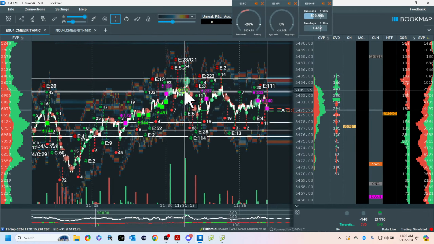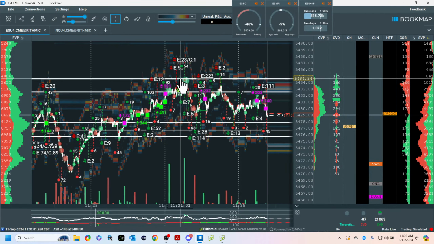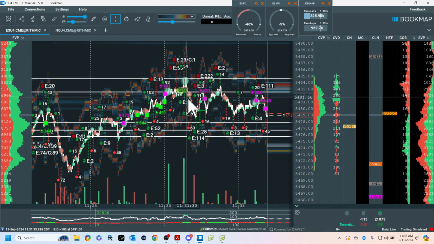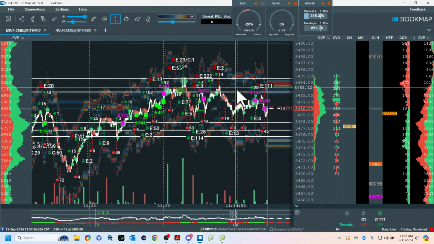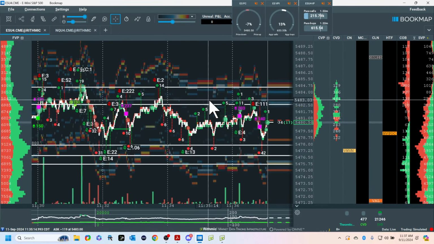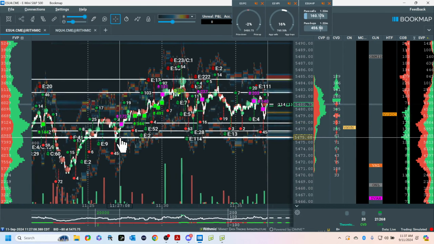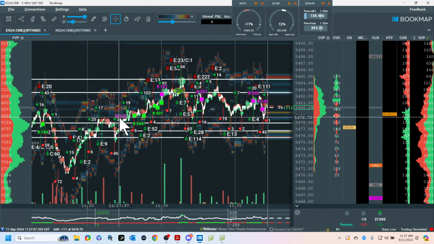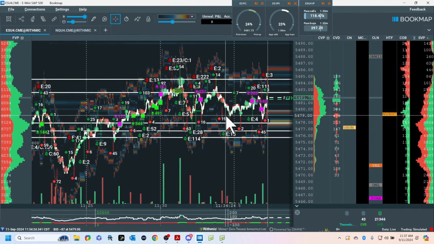Now let's go to the other side. Where's resistance? It's here. The sellers took the other side of these buyers. We come back to support. We come back to resistance. Notice where we come back. Resistance. Where is support? See what I mean? There.